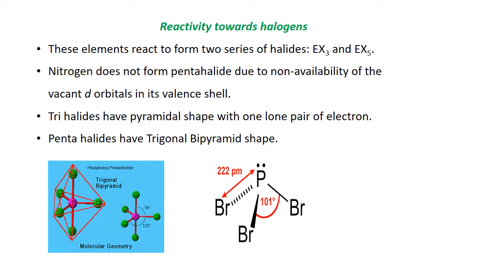Reactivity towards halogens. These elements react with halogens and form two series of halides, EX3 and EX5. Nitrogen does not form pentahalides due to non-availability of vacant orbitals. Trihalides are pyramidal, but pentahalides have trigonal bipyramidal shape. The shape is given in this case.